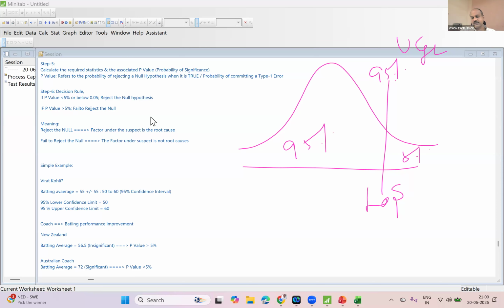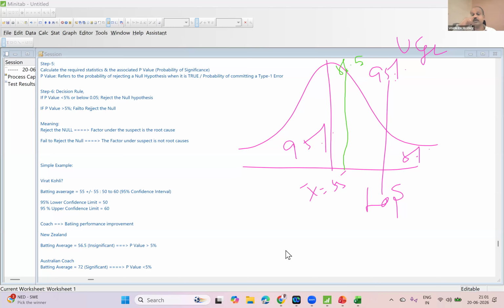The area to the left of my line of significance is 95%. The area to the right of the line of significance is 5%. Clear? Now, Kohli's batting average is 55. The first New Zealand coach, what was the batting average obtained? 56.5. 56.5 will appear here, am I right? Yes, sir.